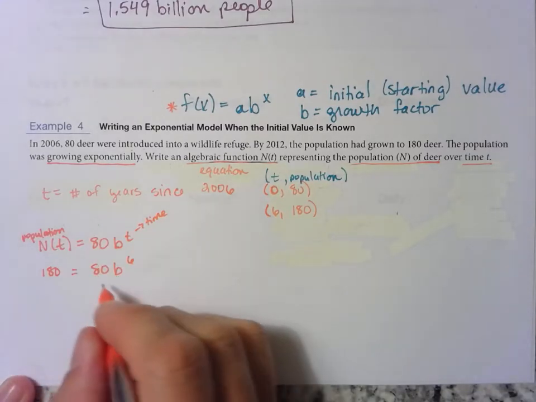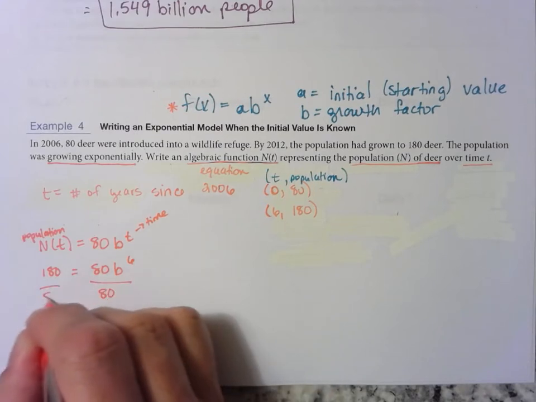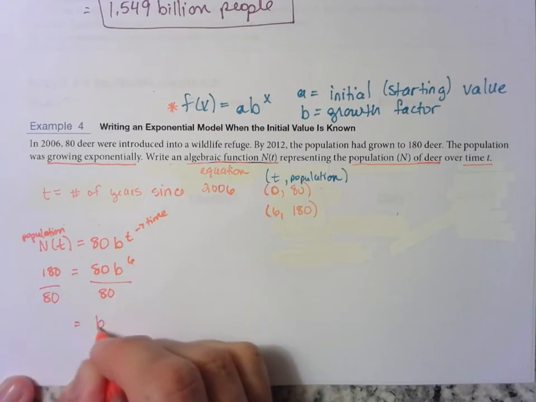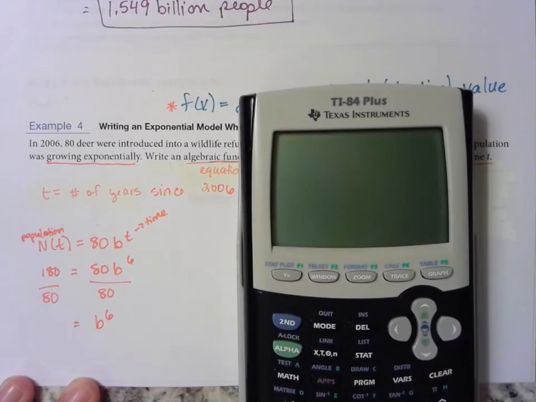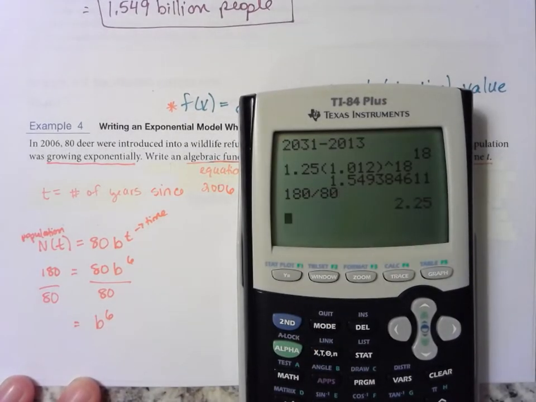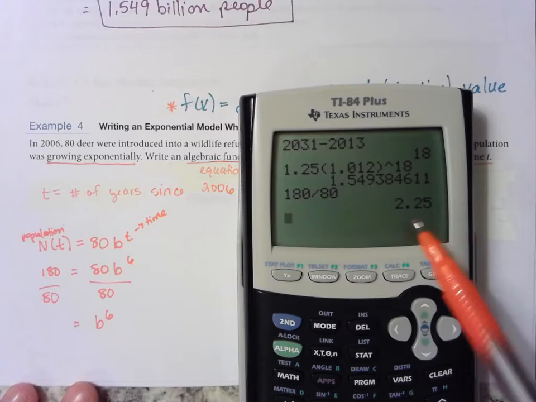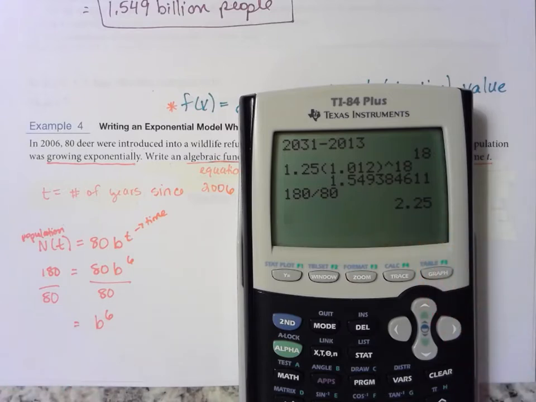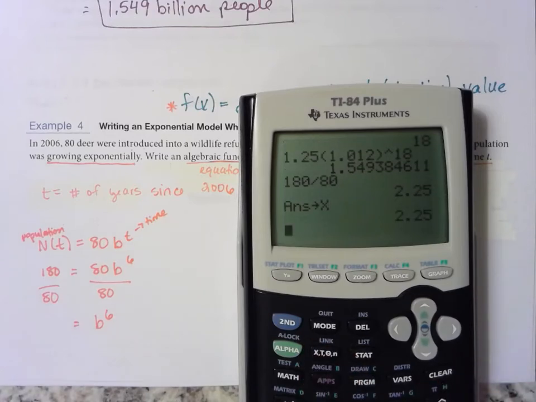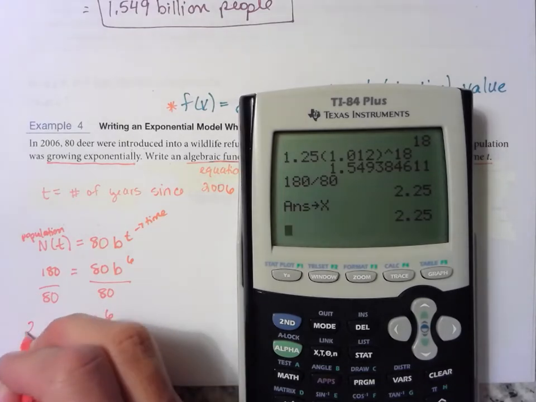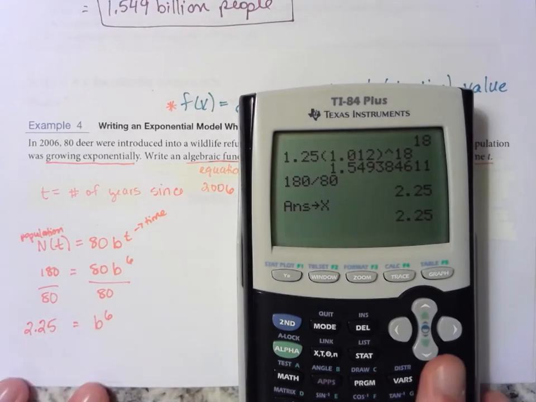Well, let's solve this. We're going to divide both sides by 80. So we have 180 divided by 80 is 2.25. Now if this comes out to be some crazy ugly number, don't round it. Never round any number until you get to the end of the problem. So you could store it, like a store X, enter, something like that. That's probably the best way to go, is to store it. This one's okay though, it's just 2.25, so we can leave it like that.